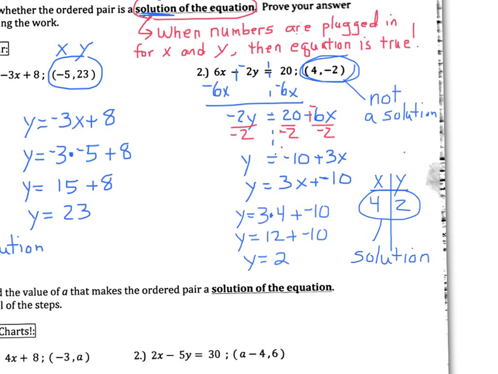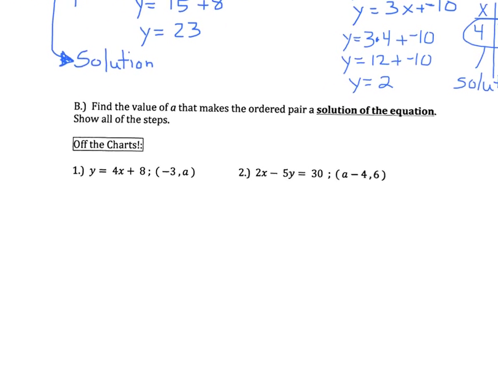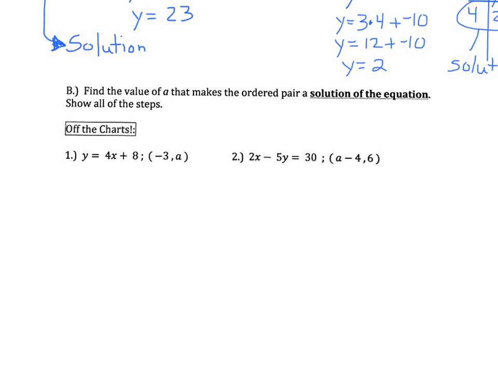All right, let's move on. Part B. Find the value of A that makes the ordered pair a solution of the equation. Solution, there's that word again. If it's a solution, it's going to work. It's going to make it true. When you plug it in, it's actually going to work. In other words, both sides will end up being equal.